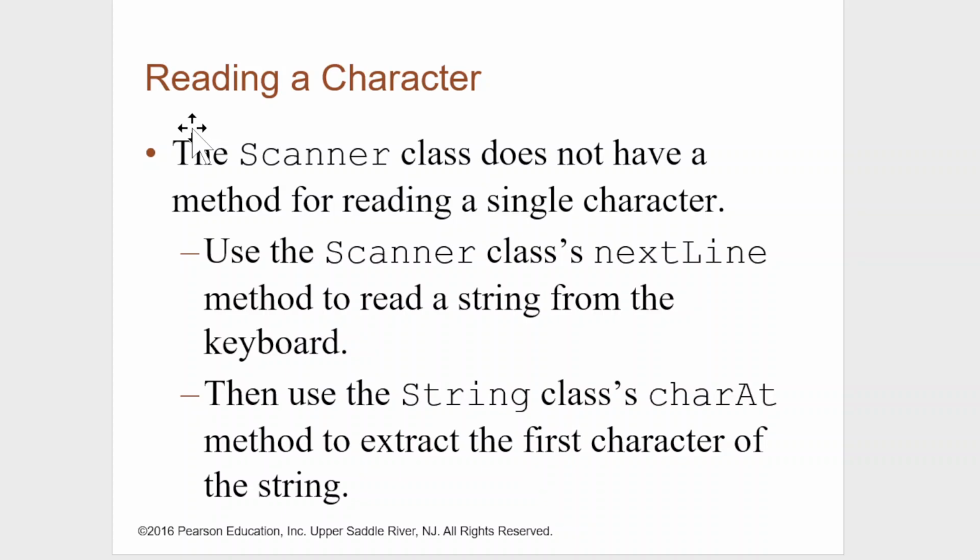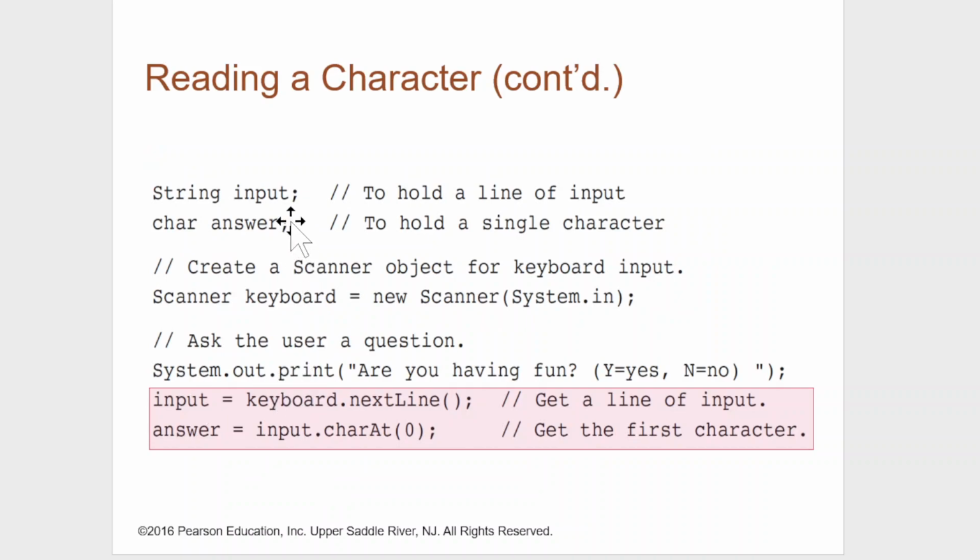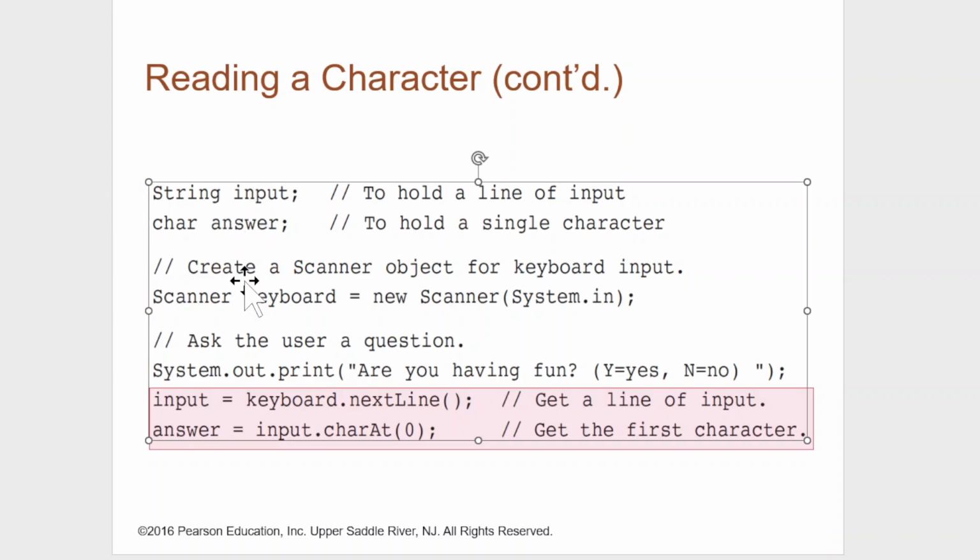Use the Scanner class nextLine method to read a string from a keyboard, then use the String class charAt method, which we saw earlier, to extract the first character of the string. Okay. So, string input, so we have a string called input, a character called answer, and we create a Scanner object. So we have Scanner keyboard is new Scanner System.in, and "Are you having fun? Yes or no."